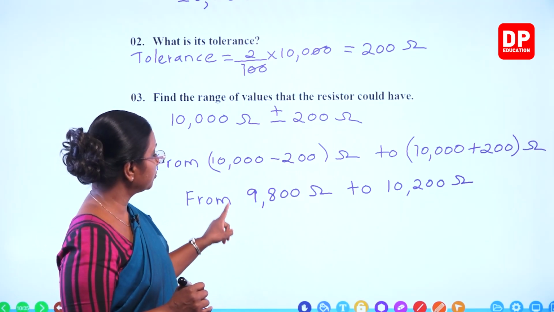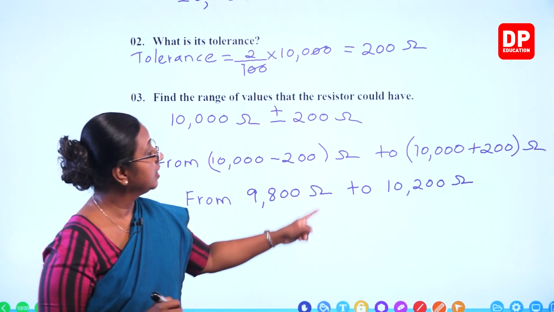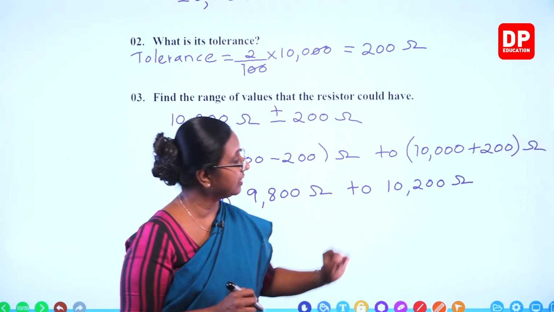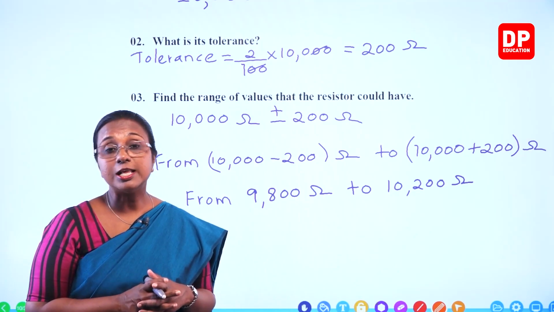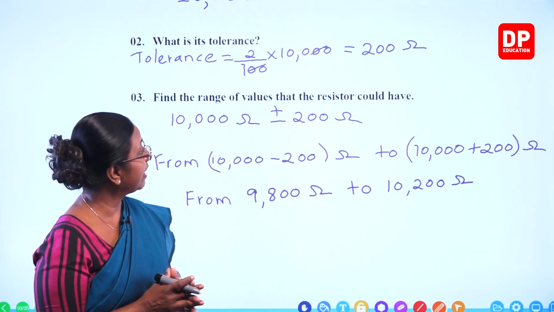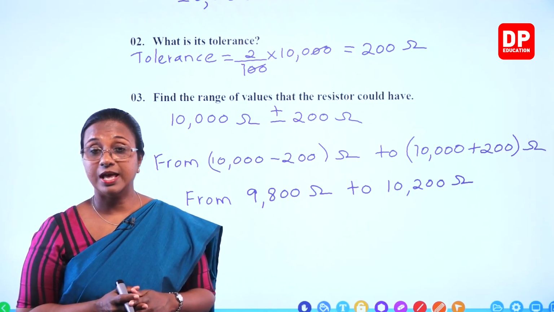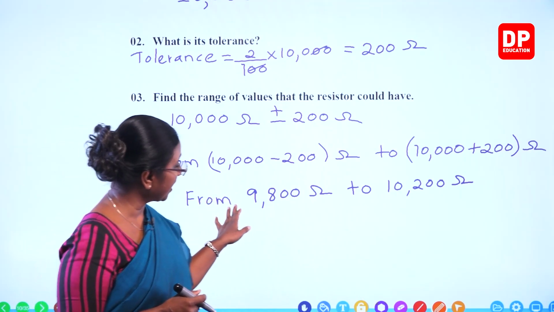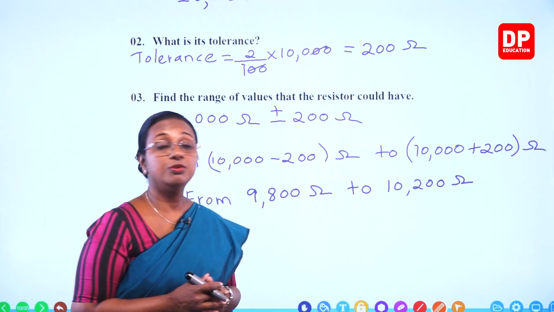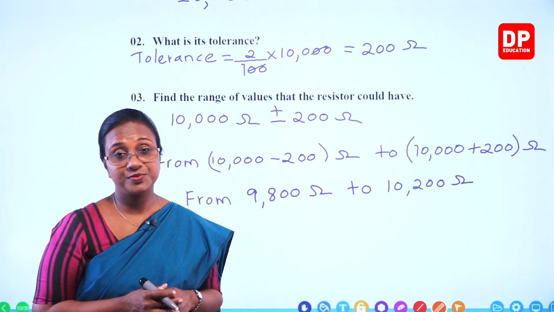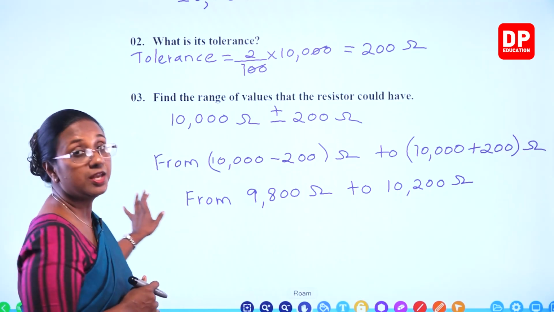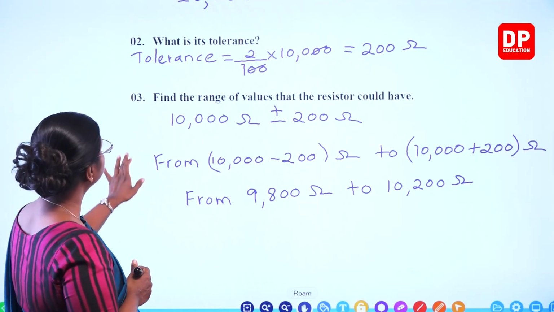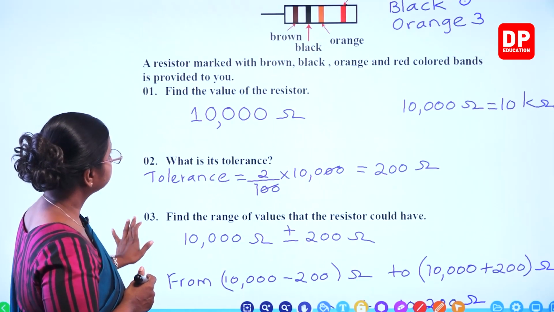10,000 minus 200, 9,800 ohms. 10,000 plus 200, 10,200 ohms. So there is a tolerance range or range of values that the resistor could have. It could have values from 9,800 ohms to 10,200 ohms. So that is how we use the color code system to find the resistance of a fixed value resistor.